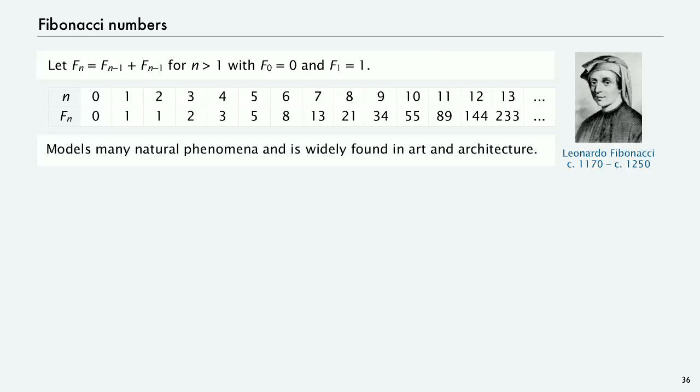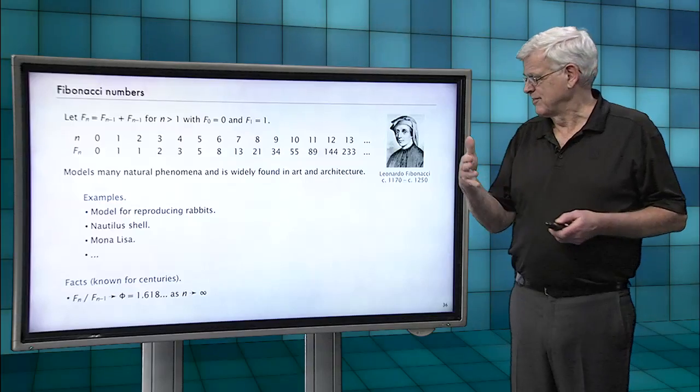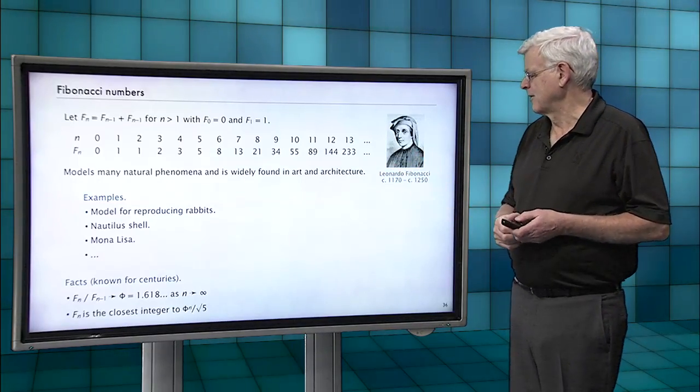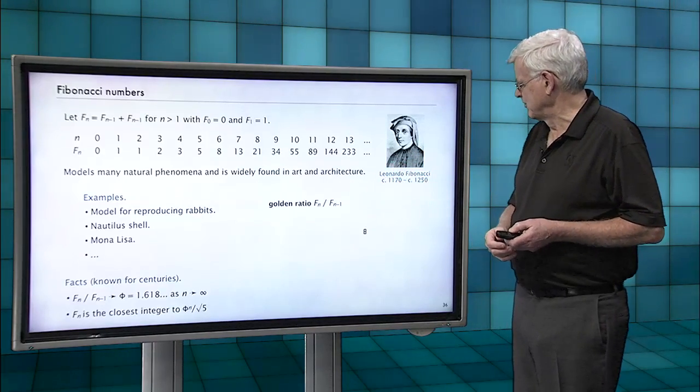Now, it's actually widely found in art and architecture, and we'll look at a couple of applications. Fibonacci studied it for studying rabbit populations, and we'll see plenty of other examples. And it's very interesting to study just within discrete mathematics. For example, it's known that the ratio between two Fibonacci numbers approaches the golden ratio. Renaissance and classical art and architecture contain this golden ratio, and we'll see some examples of that.